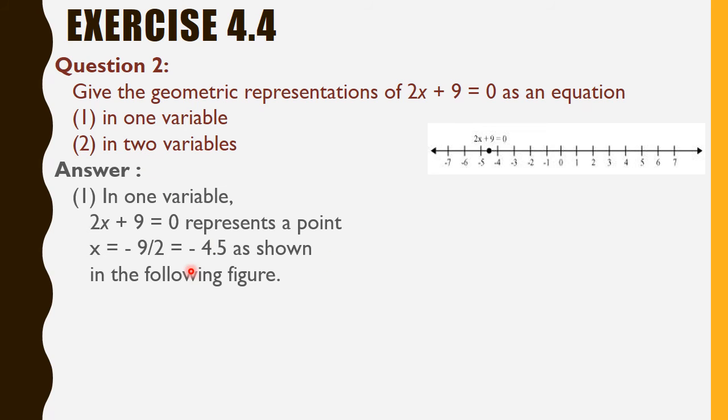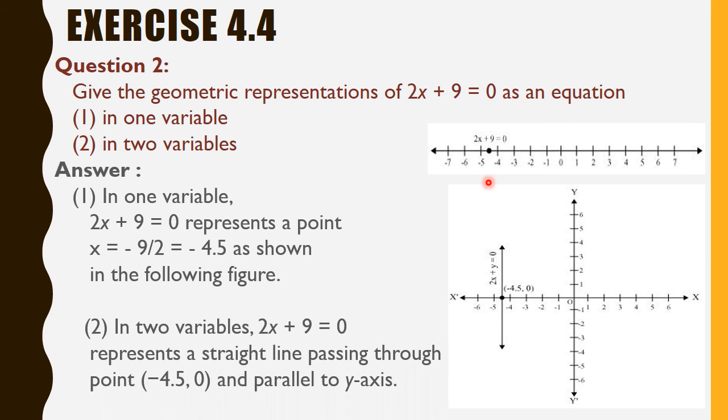Hence, we can write x equals -4.5 and we will plot it on the number line. This is the x-axis, and here this is 0 and this is the negative direction of the x-axis. We'll stop right here, between -4 and -5. This is -4.5. We can also mark it with a straight line along this.